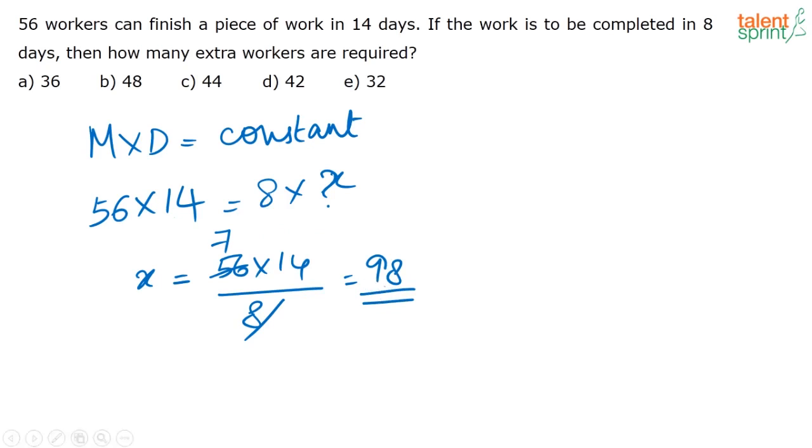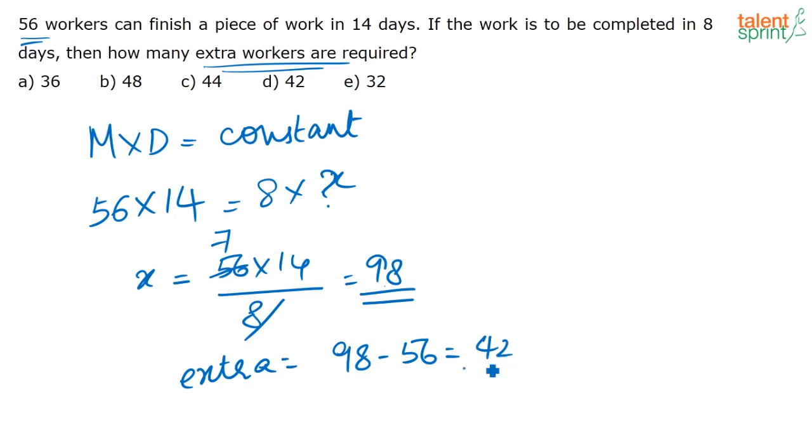See, in the question they have given how many extra workers are required. So already how many workers do you have? You have 56. So how many extra workers are required? 98 minus 56. That will be the extra workers that you require, which is equal to 42. Correct? Answer for this is okay. Let's move on to the next one.